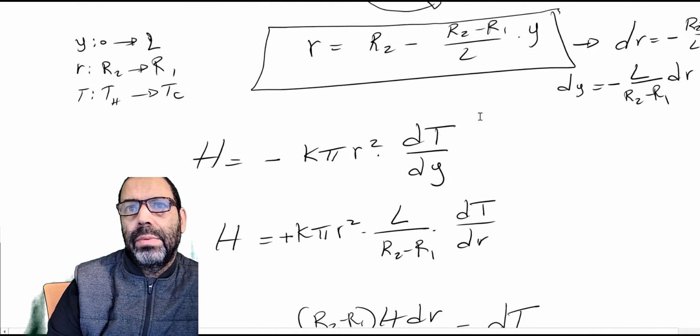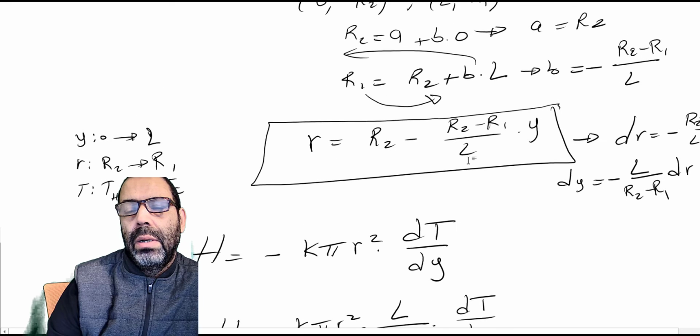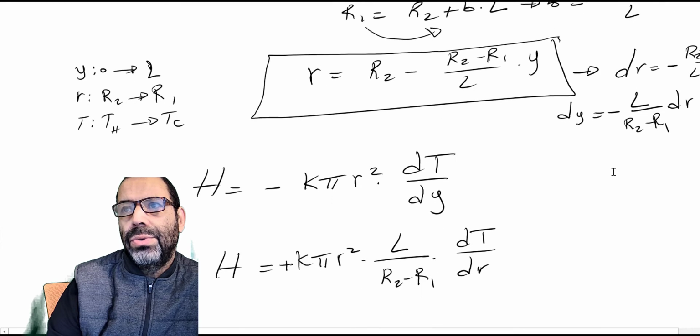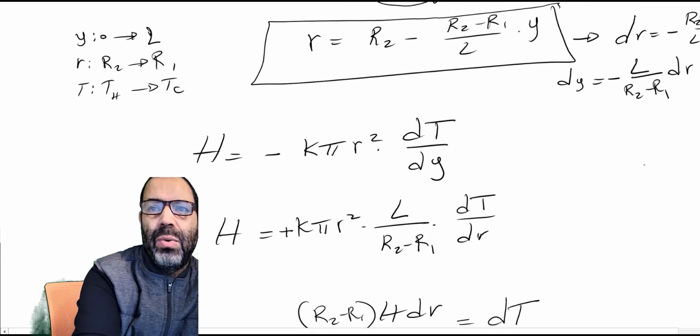It looks like it's correct up to this point. Man, I hate these things. Okay, dy in the denominator. So why did it move in the numerator? See, dy is minus L over R2 minus R1, so this is actually backward. So this should be R2 minus R1, and this should be L.